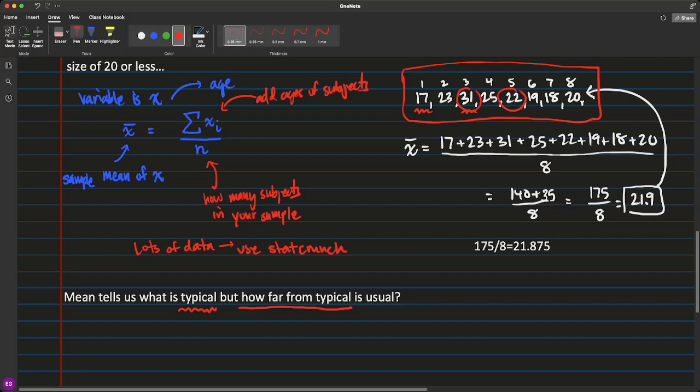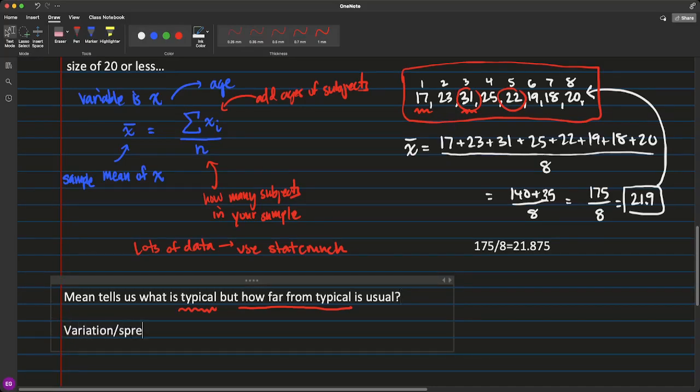And to answer this question, there's something called variation or spread. And in particular, we're going to learn about something called standard deviation. So just like how mean is a measure of center, standard deviation is a measure of spread. If you think back, we talked about shape, outliers, center, and spread. Mean is a measure of center. Standard deviation is a measure of spread. It tells you how spread out your data is.